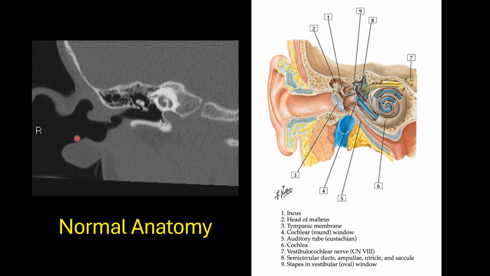This is the coronal CT image through the right temporal bone. For reference, on right, we have Netter anatomy schematic image in the same coronal imaging plane as this CT. So temporal bone can be divided into external ear, middle ear, and internal ear. The external ear, we have auricle or the pinna, then external auditory canal that has two segments, the cartilaginous segment and then the bony segment. And then there is a thin tympanic membrane that separates external ear from the middle ear.